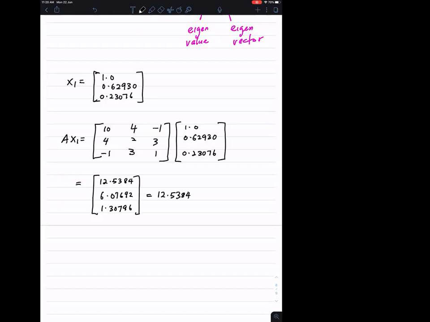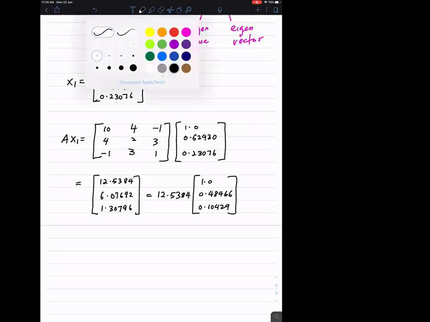You factor out the largest number, you get these vectors. So now you have a new set of vectors. So this is called x2.